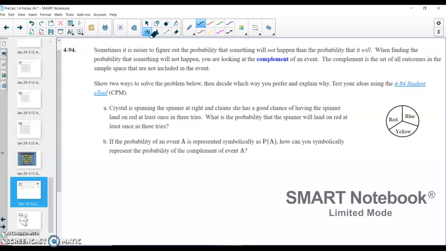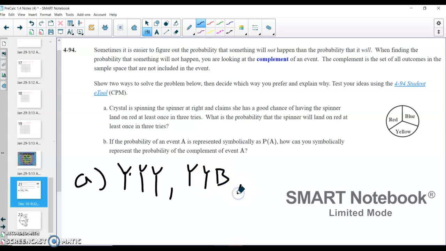So what I'm going to do is use this idea of the complement to solve for the probability that it's going to land on red. I'm going to list all the events where it doesn't land on red, all the combinations where I do not have a red involved. So with 3 spins, it could land on yellow, then yellow, and then yellow. You see, there's no red there. So that's one of the events where red doesn't happen. It could also be yellow, yellow, blue. There's no red there. It could be yellow, blue, yellow. And it could be blue, yellow, yellow. All those events do not have a red in them.